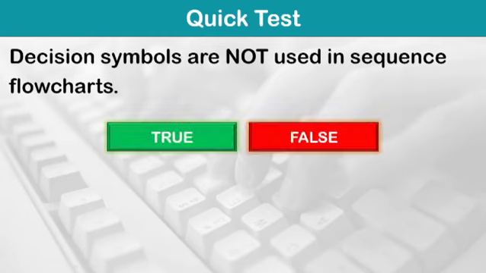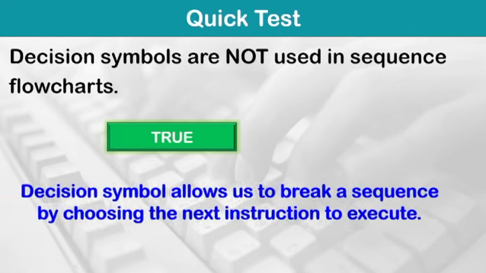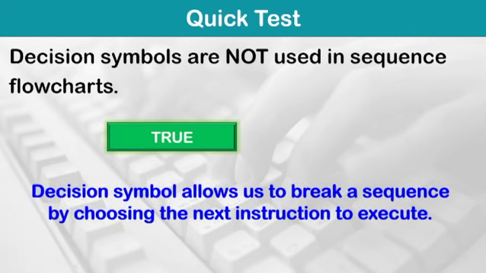Decision symbols are not used in sequence flowcharts. Is this true or false? This is true. A decision box has two outgoing flow lines, allowing us to break a sequence by choosing the next instruction to execute.